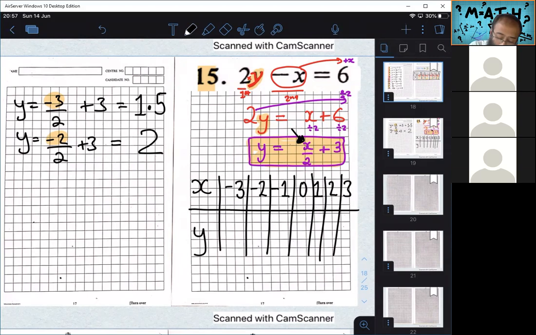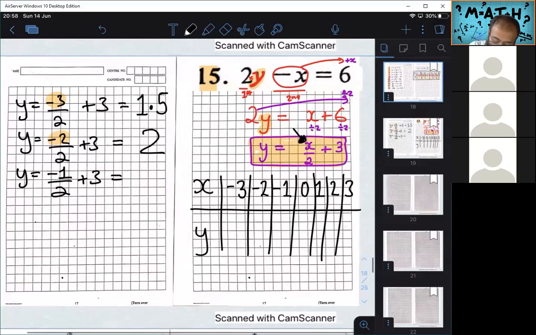Okay, now next, Eliza, take over, please. You've got to do -1 now. So you do -1 divided by 2, which gives you what? Which gives you minus a half. Yeah, that's right. That's 3 take away a half. Now what's 3 take away a half? 2.5. 2.5, yeah. Okay, do the next one for me as well. Do 0 now. So you do 0 divided by 2, which is 0, and then add 3, which is 3.